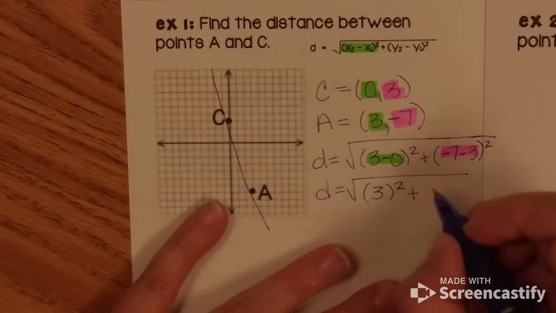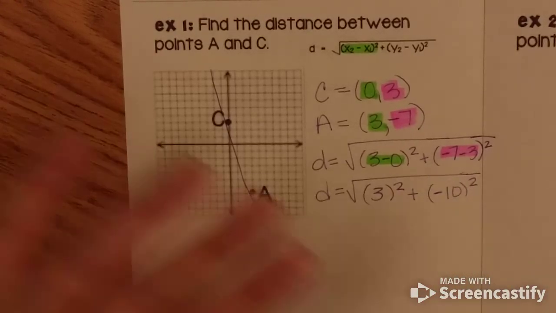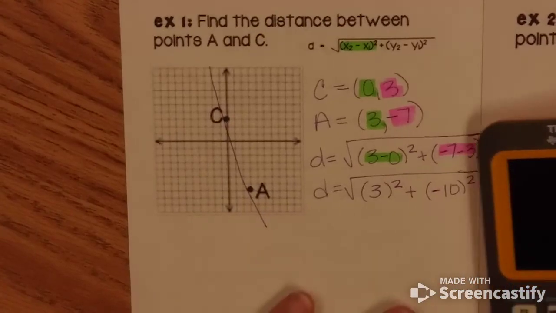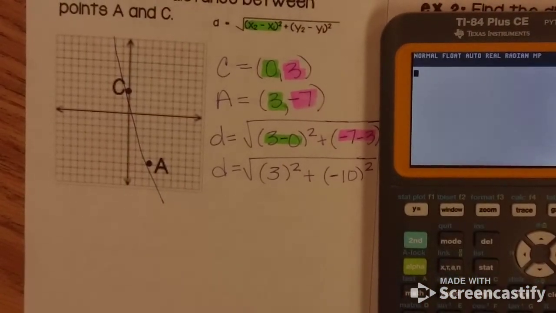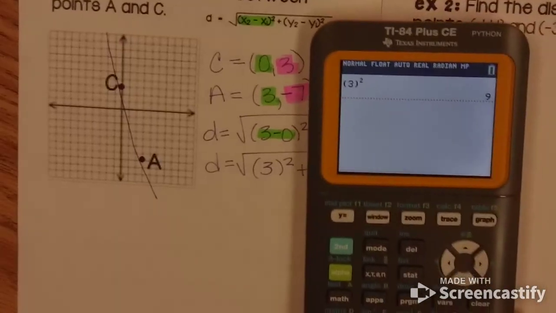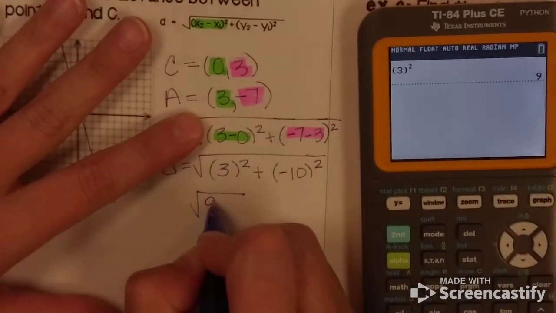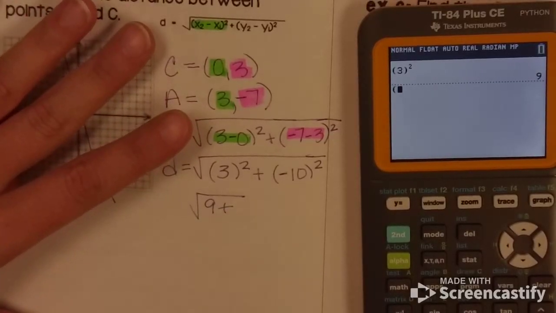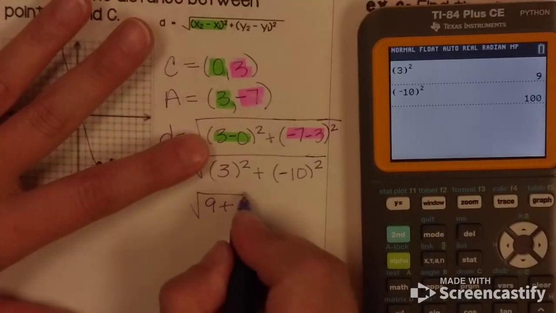-7 minus 3, they're both negative, so I end up at -10, and I'm going to square that. If you know how to square really easily in your head, you can do that. Some people still struggle with that, so you literally just type what you see on the calculator. 3 squared is the first one. 3 squared is 9, so I'm going to put that underneath the radical. 9 plus, and then -10 squared is 100.